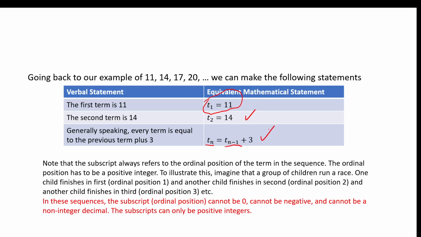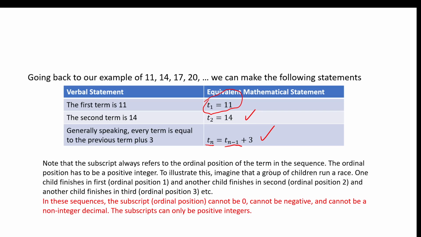Note that the subscript always refers to the ordinal position of the term in the sequence. The ordinal position has to be a positive integer. To illustrate this, imagine that a group of children run a race. One child finishes in first, ordinal position 1, and another child finishes in second, ordinal position 2, and another child finishes in third, ordinal position 3, etc.